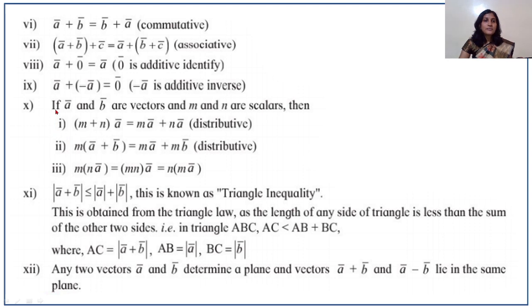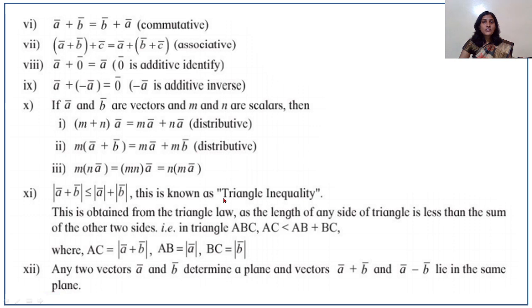Now, if there are two vectors A bar and B bar and two scalars M and N, then these properties are called the distributive property. M plus N into A bar is M into A bar plus N into A bar. M into A bar plus B bar is equal to M A bar plus M B bar. And M into N into A bar, or MN into A bar, or N into M A bar, all three values are equal.